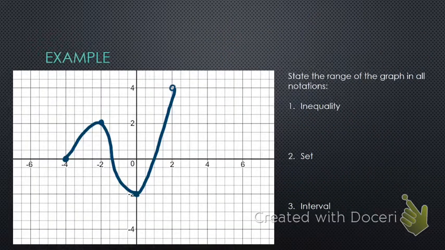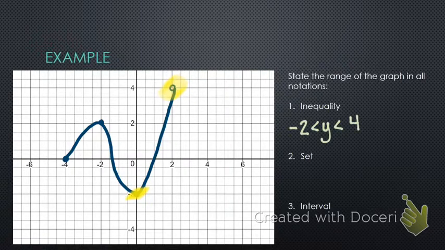So here we have a different graph, and it asks me for the range of the graph in all notations. So in range, I'm looking at my y values, not my x values. So my y values are up and down. My lowest y value, so I'm looking at the very bottom point of my graph, is -2. My highest value is up there at 4. So in inequality, my smallest y value is -2. My highest y value is 4.